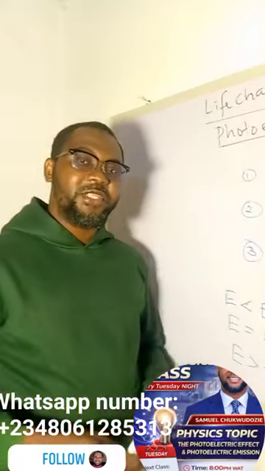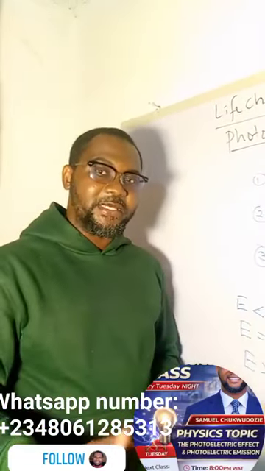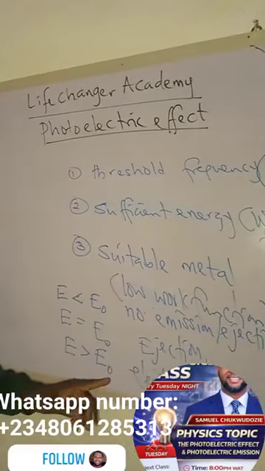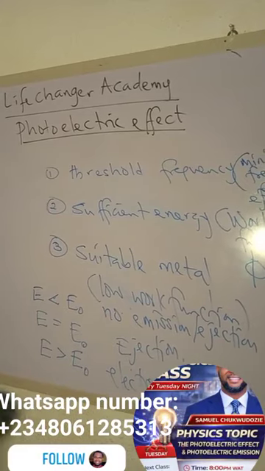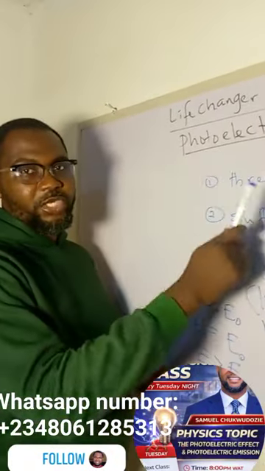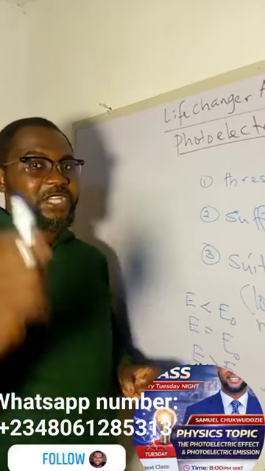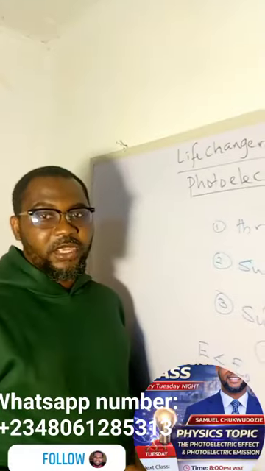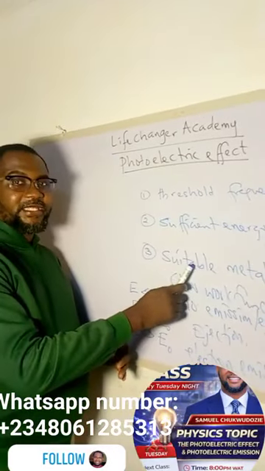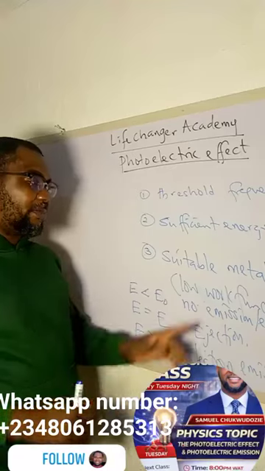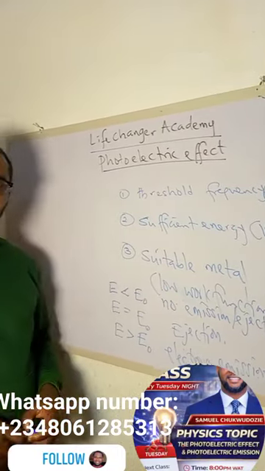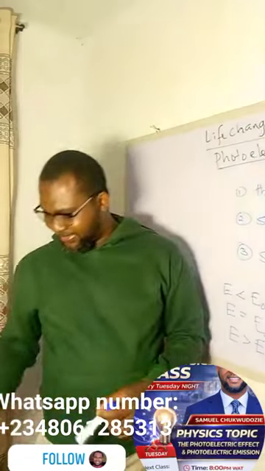So the only time electrons can gain speed from the surface of a metal is when the energy of the light falling on the metal is greater than the work function of the metal. But don't forget these are the conditions. The light must have a minimum frequency, which we call threshold frequency, and it must have sufficient energy, which we call work function. The sufficient energy must be equal to the work function. Thirdly, the metal must be a suitable metal. The metal must have a low work function to be very useful. I hope that makes sense.